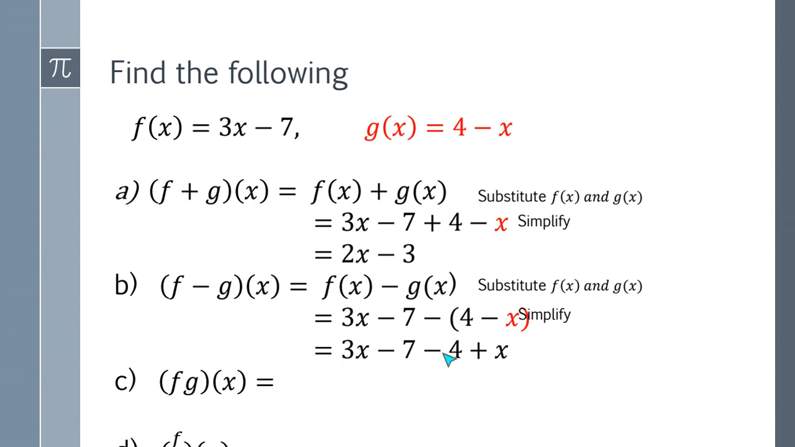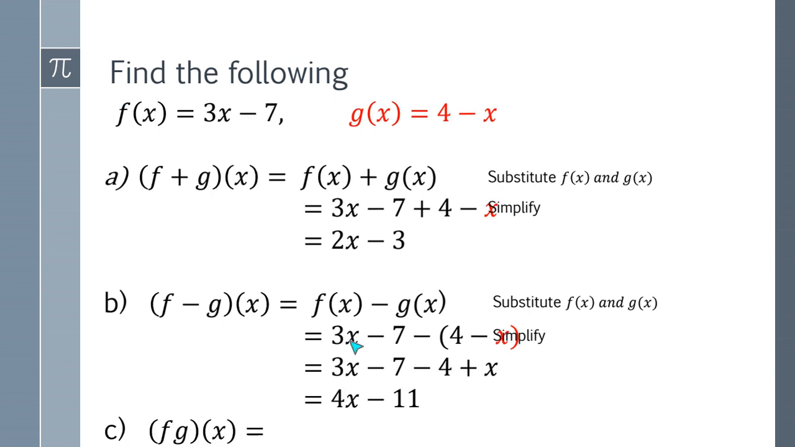So if we simplify, now we have 3x minus 7. Negative times 4 is negative 4. And then my negative and negative is positive x. Combine like terms, 3x plus x is 4x. Negative 7 minus 4 is negative 11.